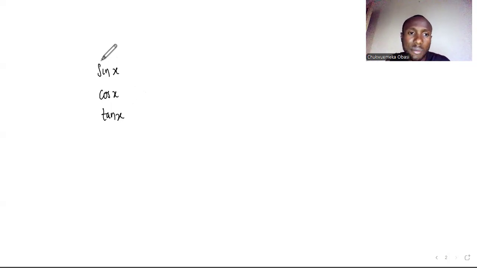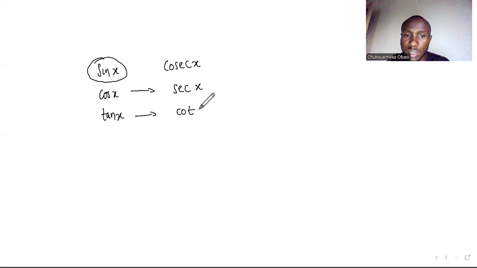Now, the inverse of sine x is referred to as cosec x. The inverse of cos x is sec x. And the inverse of tan x is cot x. Just think of it this way: count 1, 2, 3. The c in cosec stands for sine; that's the inverse of sine x. Count 1, 2, 3. The c in sec stands for cos; that's the inverse of cosine x. 1, 2, 3. The t in cot stands for tan; that's the inverse of tan x.